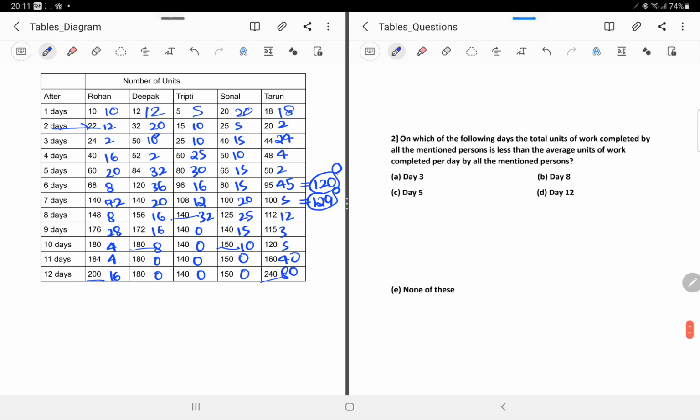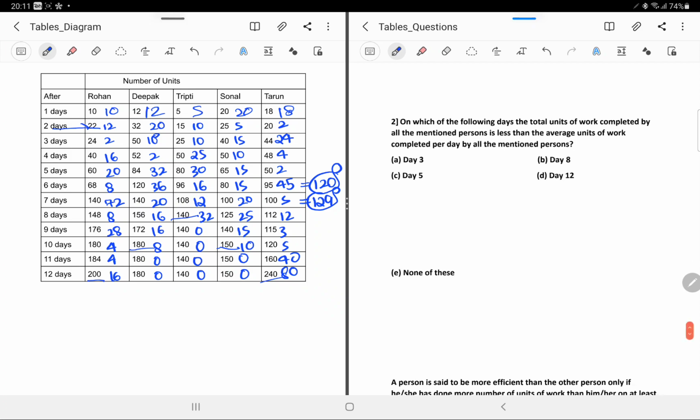Now let's try to see the next question. On which of the following days is the total unit of the work completed by all the mentioned persons less than the average unit of the work completed per day by all the mentioned persons? Okay. So see this, less than the average unit of the work completed per day by all the mentioned persons.